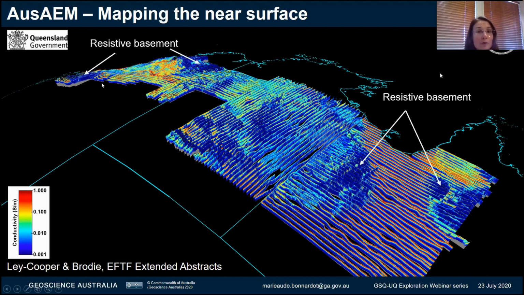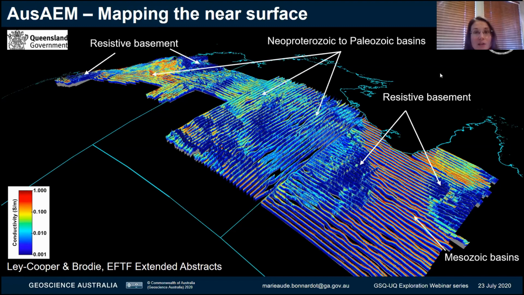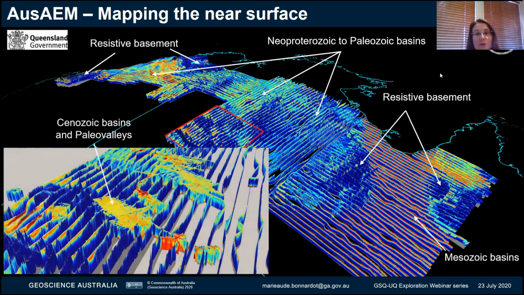At first order, I think you already saw those images in the past, you are able to identify the resistive basement in dark blue and conductive sedimentary basins in warmer color. And using the infill data, we can map at a higher resolution, for example, to refine the geometry of paleovalleys or map the water composition variations.